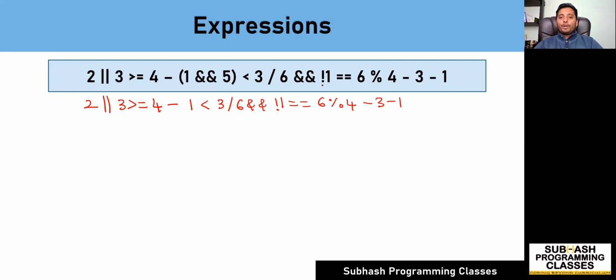So I have one unary operator over here, not 1. We know that when I apply logical not to a non-zero value, that becomes a 0. So let me evaluate that. The rest I will keep as it is: 2 logical or with 3 greater than or equal to 4 minus of 1 less than 3 divided by 6 and not of 1 becomes 0. The rest I will keep as it is: 6 modulo 4 minus 3 minus 1.